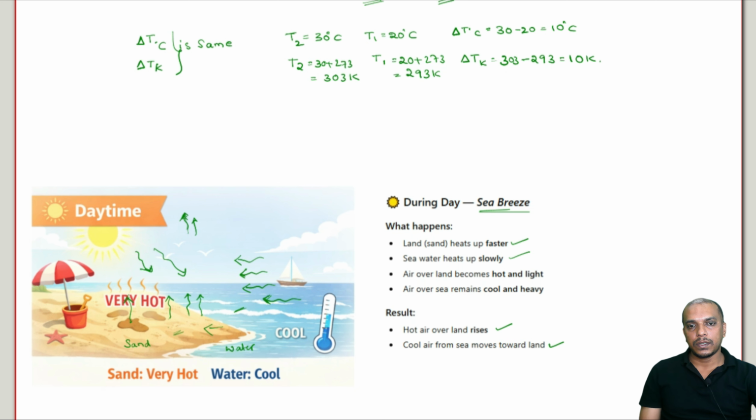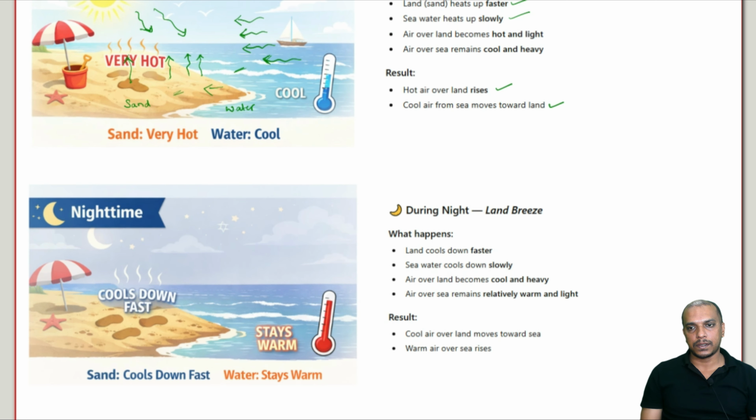What happens during the night is the reverse, because during the night, the sand gets cooled faster and relatively the water is warmer. So the air over the water rises up, and because of this empty space, the air above the sand, which is relatively cooler, takes this space. So there will be a land breeze, that is, warm air over the sea rises, and the direction of wind will be from the seashore towards the sea.